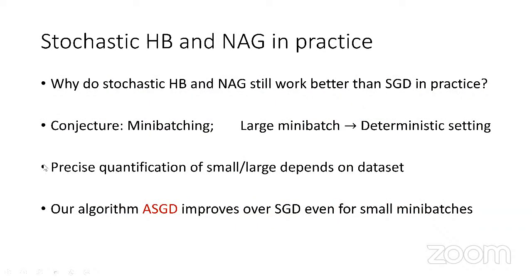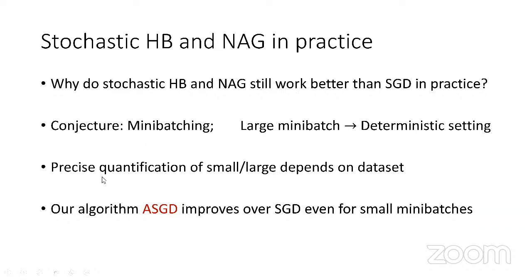One of the first questions that we wanted to understand is why stochastic heavy ball and Nesterov's accelerated gradient algorithms still work better than stochastic gradient descent in practice. Our major answer was that we are doing mini-batching. What mini-batching does is that when we have a large enough sample in the mini-batch, the stochastic gradient is pretty much close to being the actual gradient. So this takes it closer to the deterministic setting, where we know that heavy ball and Nesterov's accelerated gradient can give provable advantage over stochastic gradient descent.